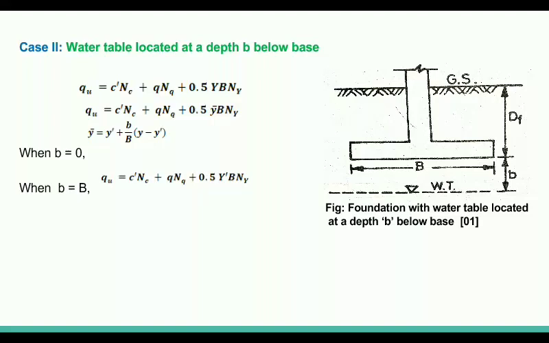When b is equal to B, the depth of the water table below the base of the footing is equal to the width of the footing, the width of the foundation. So putting the value of b equal to B, gamma bar will become gamma, where gamma is the bulk unit weight. So when the water table is at a capital B distance from the base of the footing, you can take gamma bar equal to the bulk unit weight of soil.